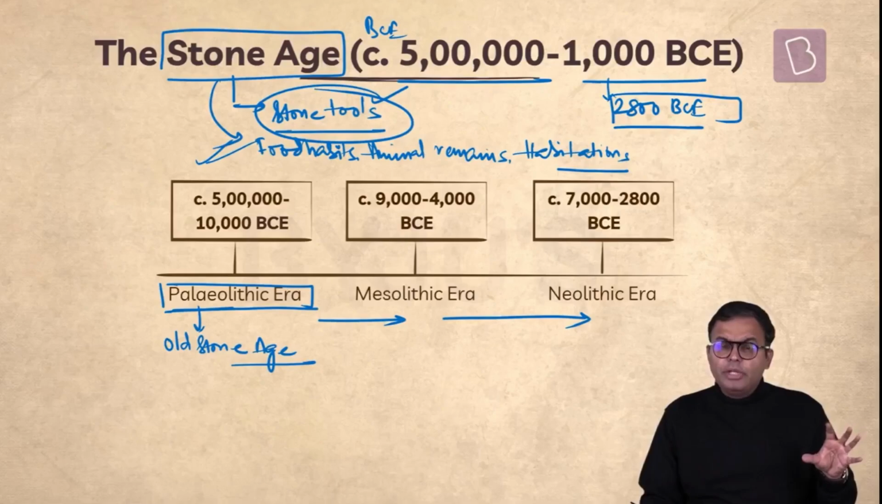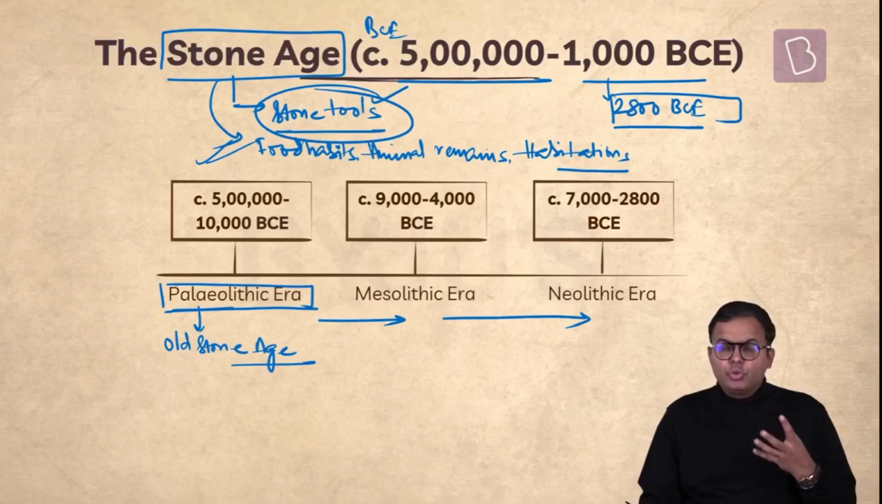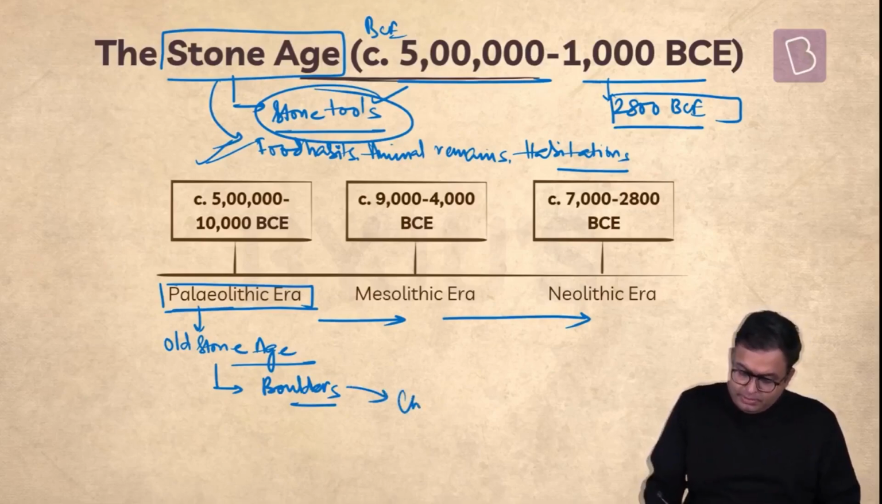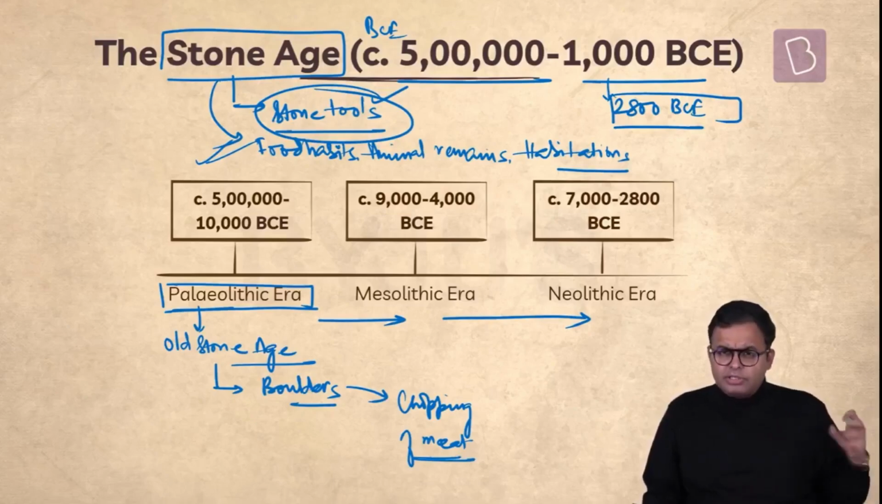We are already going to do that. But this was the old Stone Age in which we have the beginning of community life. We have the beginning of large stone tools in the form of boulders. Boulders were used for chopping of meat. That was the purpose they used to hunt.